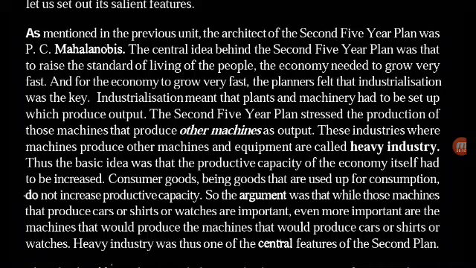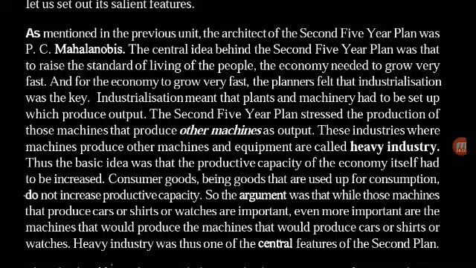the economy needed to grow very fast, and for the economy to grow very fast, the planners felt that industrialization was the key. Industrialization meant that plants and machinery had to be set up which produce output. The second 5-year plan stressed the production of those machines that produce other machines as output. These industries where machines produce other machines and equipments are called heavy industry.